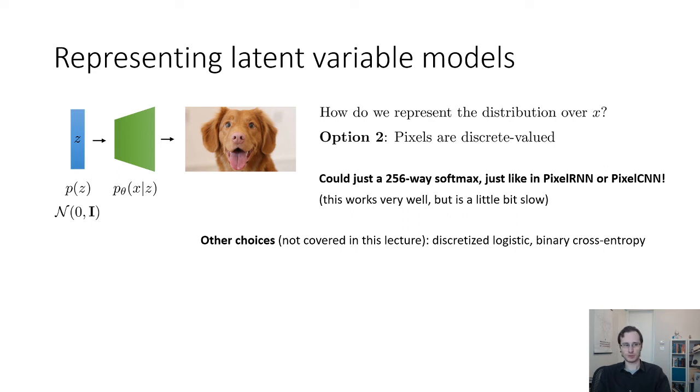There are other choices that we don't cover in this lecture if you want discrete distributions without having to have a giant 256-way softmax. And if you want to learn about those, look up things like discretized logistic or binary cross entropy. So they're basically computationally simpler, but somewhat harder to describe ways of representing these distributions. The discretized logistic is especially common for the best performing models.